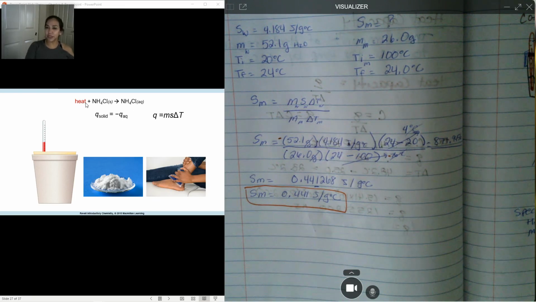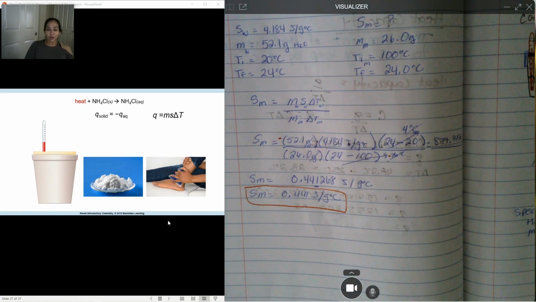And this is the equation. Heat plus ammonium chloride gives you aqueous ammonium chloride. And it's cold, right? And we usually use those ice packs when we need them. So how much does the temperature drop when we dissolve ammonium chloride in water?